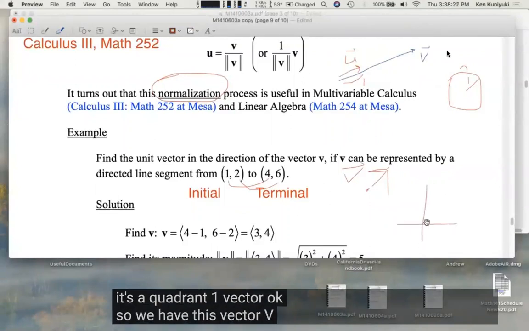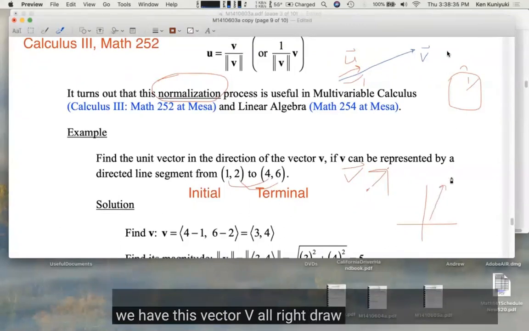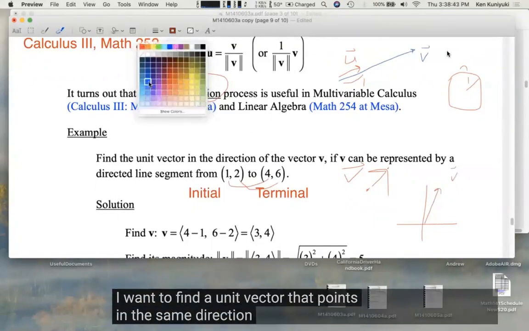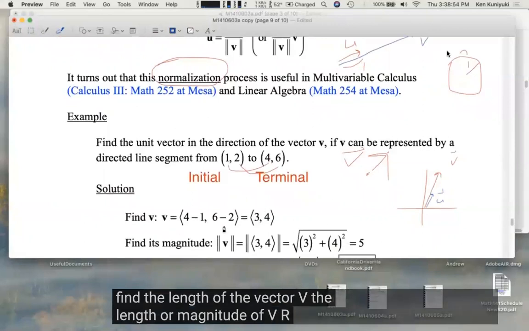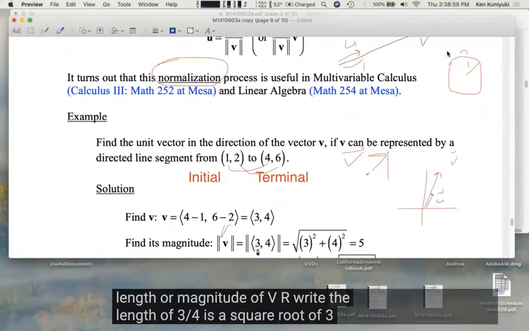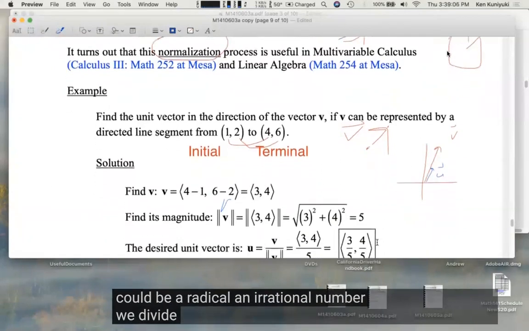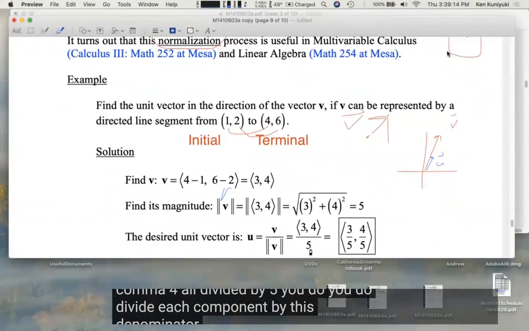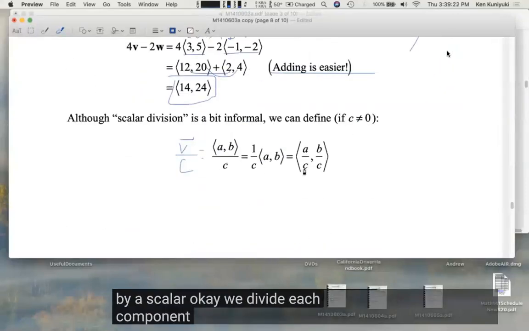Okay, so we have this vector v. Draw it as a position vector. I want to find the unit vector that points in the same direction. First let's find the length or magnitude of v, r. The length of 3, 4 is the square root of 3 squared plus 4 squared, which is 5. We're lucky, here it's a nice integer. Bear in mind it could be a radical, an irrational number. We divide the vector by its length, 3, 4 all divided by 5. You divide each component by this denominator, so we get 3 fifths, 4 fifths. That's how we divide a vector by a scalar: we divide each component by the scalar.